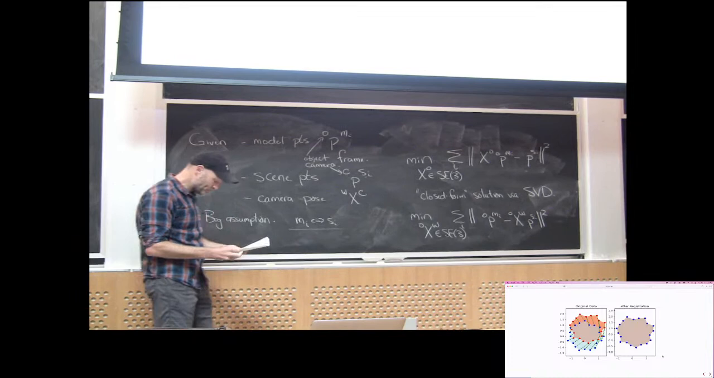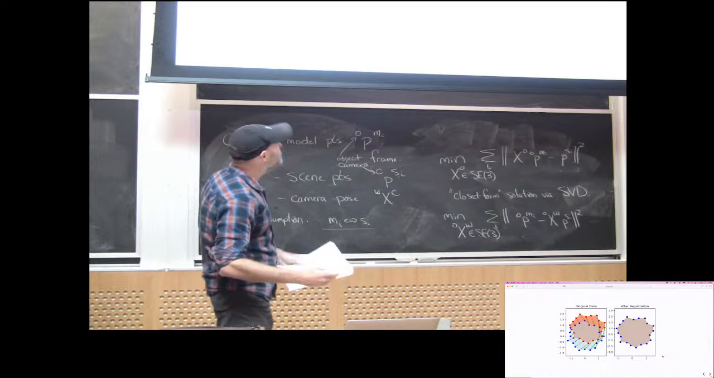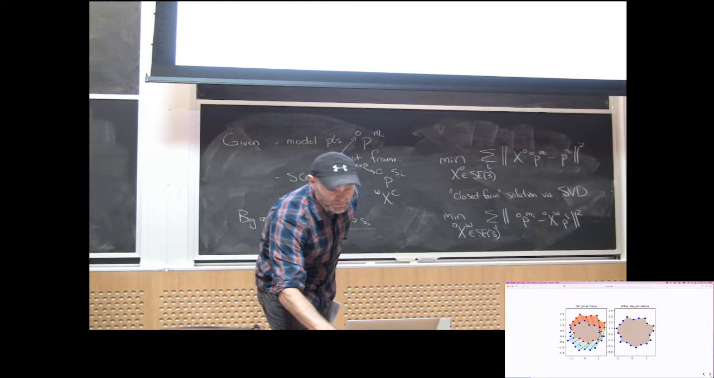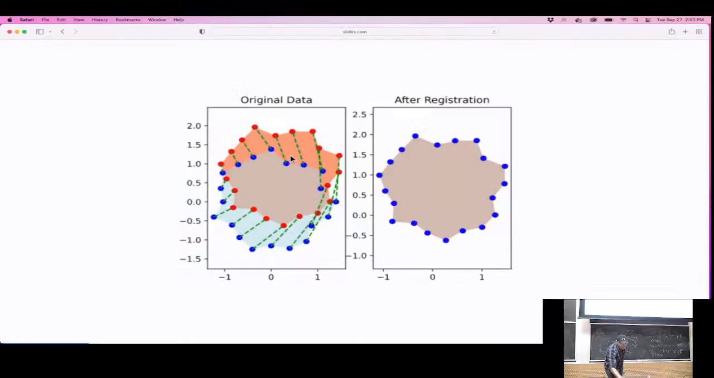Okay, so I think the picture on the screen is a pretty useful one. Remember, my blue is my model. My salmon colored is my scene, right? The brown is what I get when they overlap, and it wasn't artistically chosen, clearly, okay? And the green lines are the correspondences. I just drew in, if I said that this point corresponds to this point, I'll just draw a line.